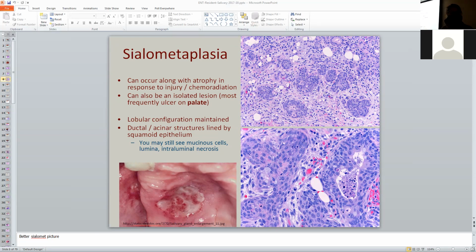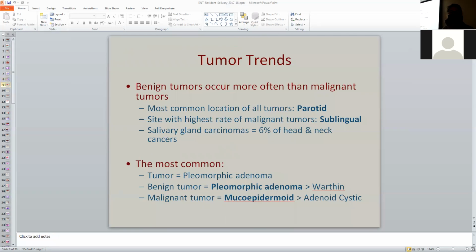Okay, now we're going to move on to the benign neoplasms, but are there any other non-neoplastic salivary issues that you have questions on? These are the things we see mostly histologically. All right, so tumors. As we know, in the salivary gland, benign tumors are much more frequent than malignant tumors. Mostly we're dealing with tumors in the parotid, but certainly all of the other glands pop up as well.